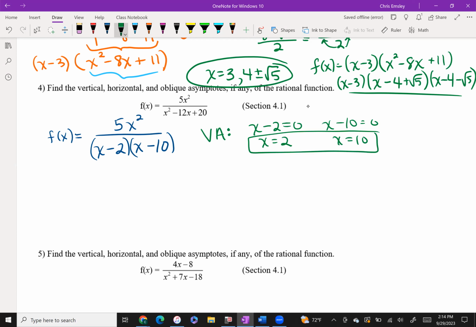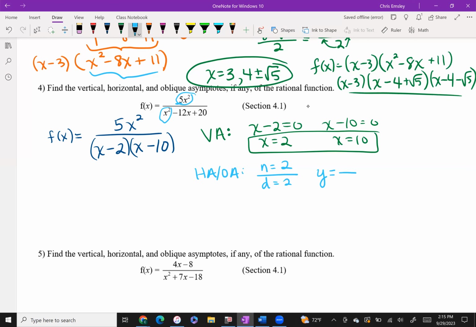For horizontal and oblique asymptotes, we consider those kind of together. Both of them are based on the degree of our numerator. The highest exponent we see in our numerator is a 2, x squared. The degree of our denominator, might be easier to look at the unfactored version, is also x squared. When the degrees match, we have a horizontal asymptote at y equals, and we look at the coefficients of those two leading terms.